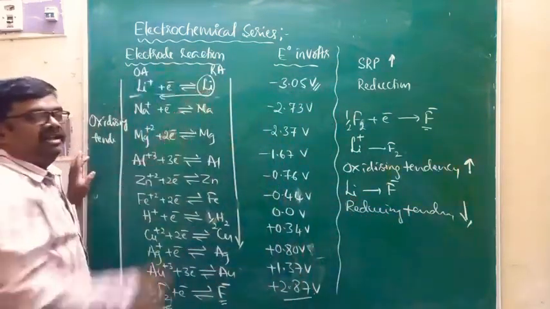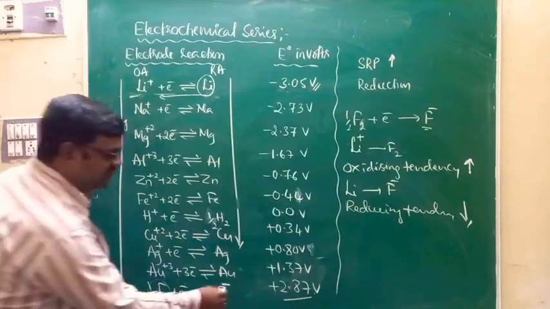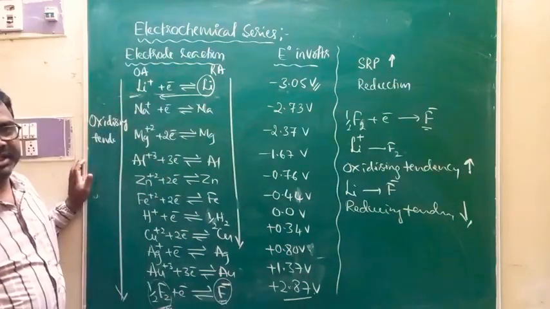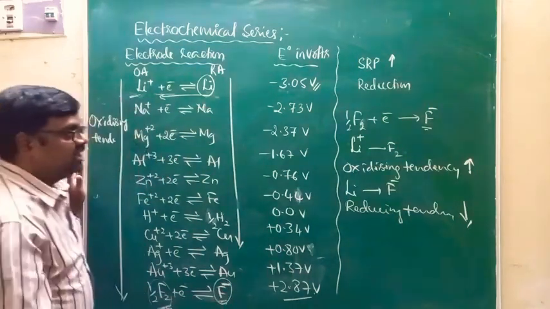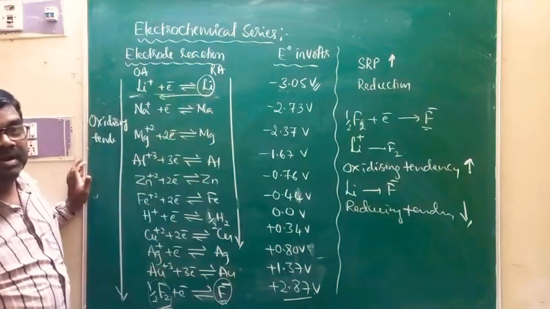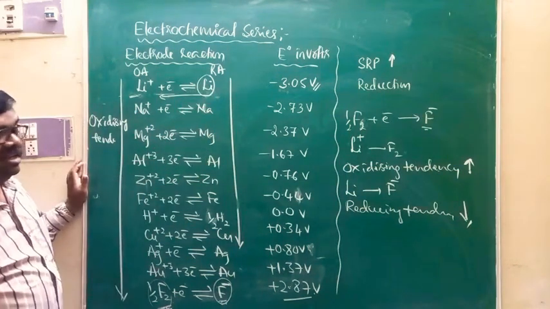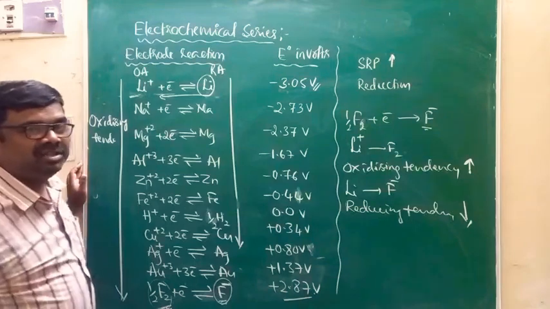And that's why lithium is a powerful reducing agent. Fluoride is the weakest reducing agent. So these are two important conclusions that we can make.